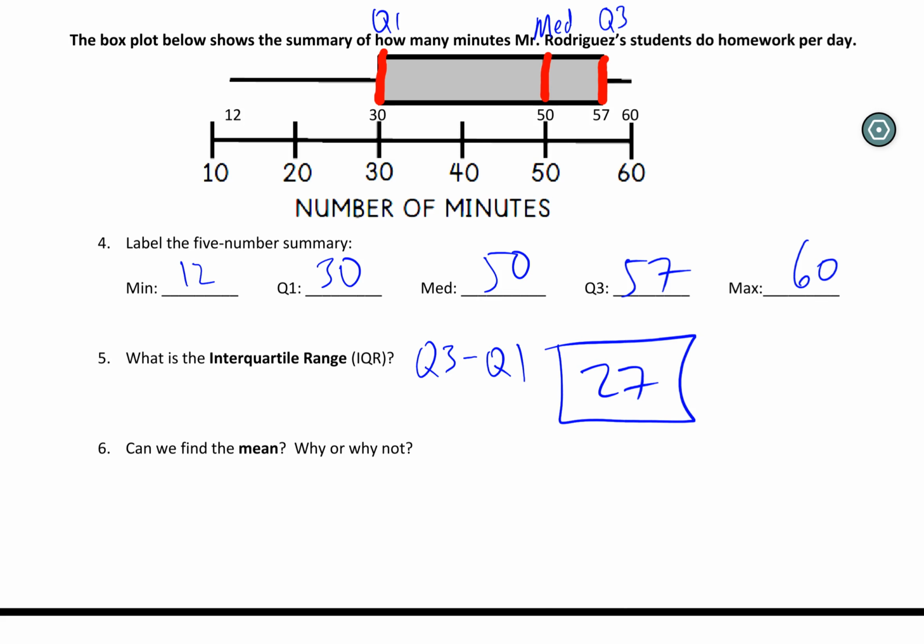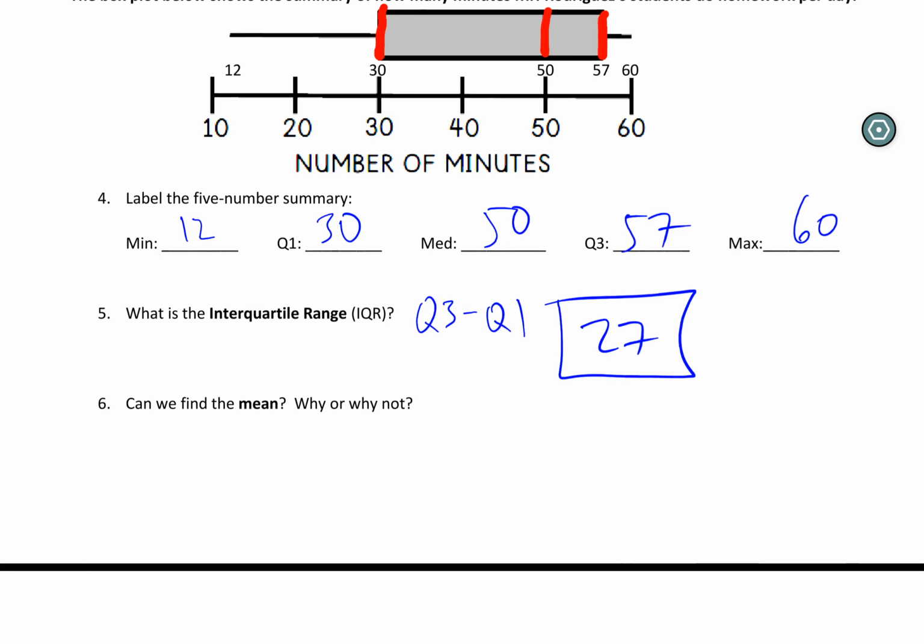And so just like if you read a book summary, you don't know how many pages are in the book. You don't have all of the information contained in the book. You just have a summary. So in the same way, I don't have my original data set. I don't know all of the numbers in my data set. So if I don't have the original numbers, I cannot find the mean, and that would be why not. So as long as you wrote something along those lines, you should be in good shape.